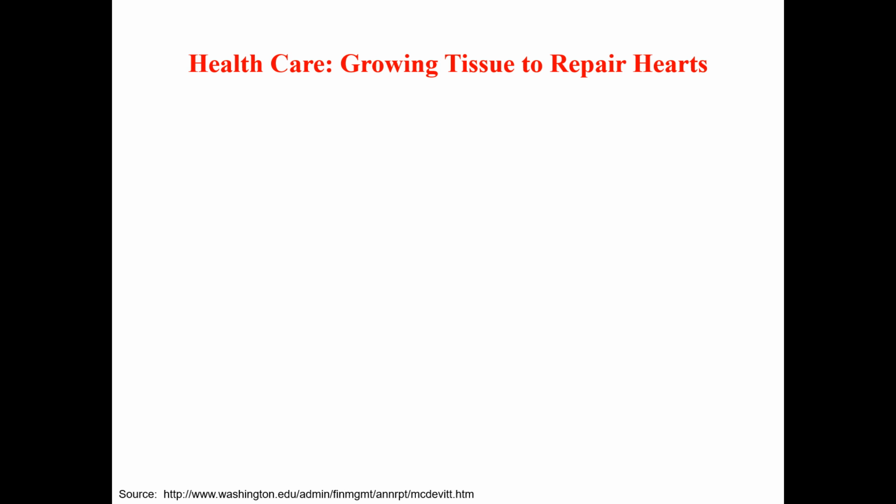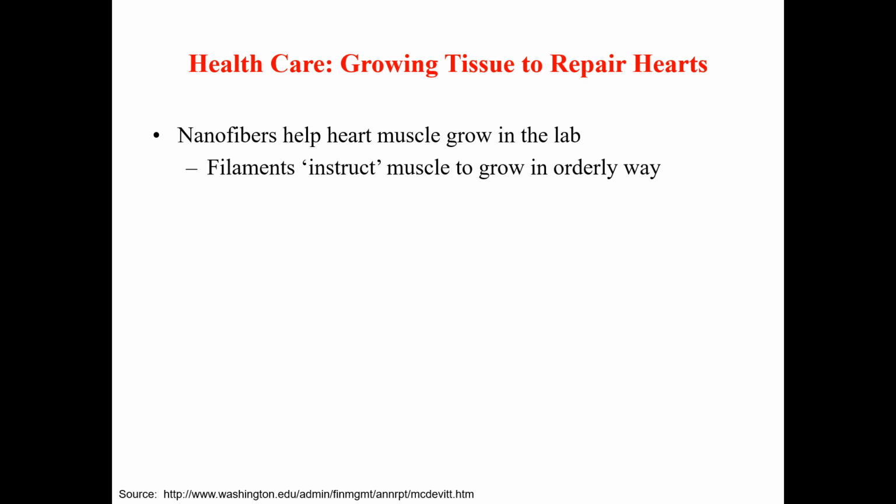Growing tissue to repair the heart is another advantage of nanoscience and nanotechnology in healthcare. In this regard, we have nanofibers that help heart muscle grow in the lab. With the help of nanoscience and nanotechnology, we can build artificial muscle in the lab that can help protect your heart. In that we have filaments that instruct muscle to grow in an orderly way. We have specifically designed filaments that give instructions just like the neurons do, and those instructions make the muscle grow in an orderly way.